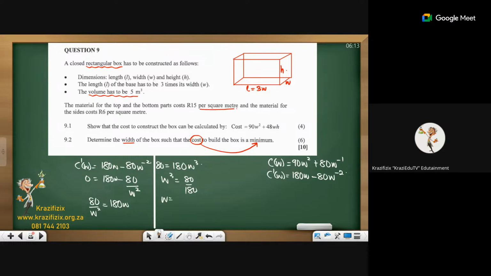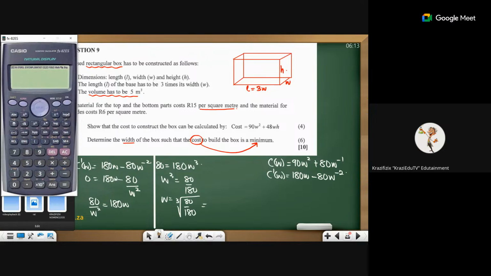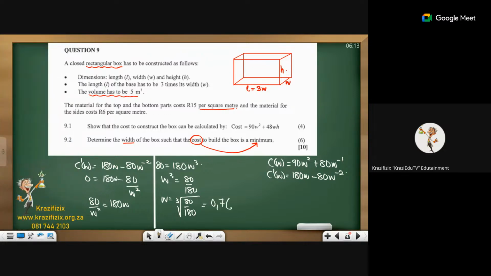The cube root of 80 over 180. Let's just grab a calculator quickly. What's our answer? 0.763, but we always write in two decimal places. So 0.76 meters. Done, guys. That's how we work things out. I hope it makes sense.